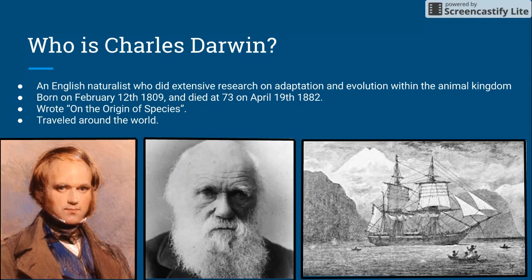Who is Charles Darwin? Charles Darwin was an English naturalist who did extensive research on evolution and adaptation within the animal kingdom before he died on April 19th, 1882, at the age of 73. He was born on February 12th, 1809.